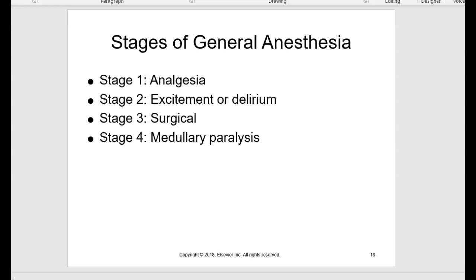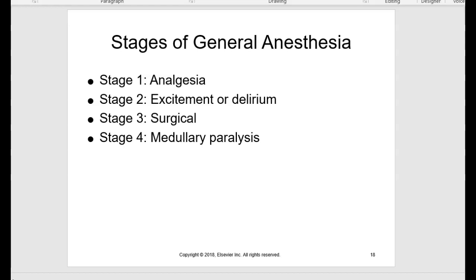Stage 2 is excitement or delirium. It produces a loss of consciousness caused by depression of the cerebral cortex. Confusion, excitement, or delirium occur, and induction time is short. Stage 3 is surgical. Surgical procedure is performed during this stage. There are 4 phases. Surgery is usually performed in phase 2 and the upper phase 3.